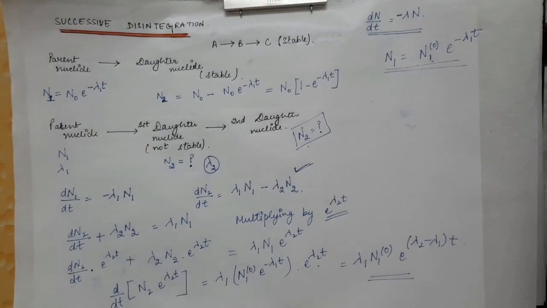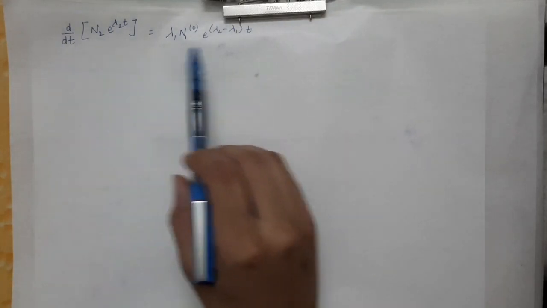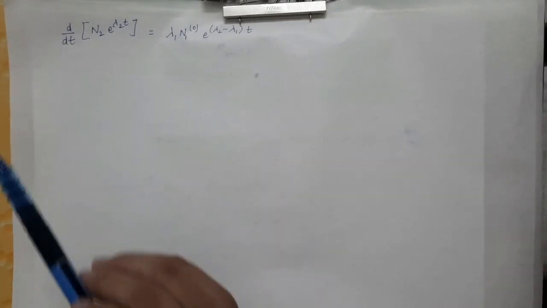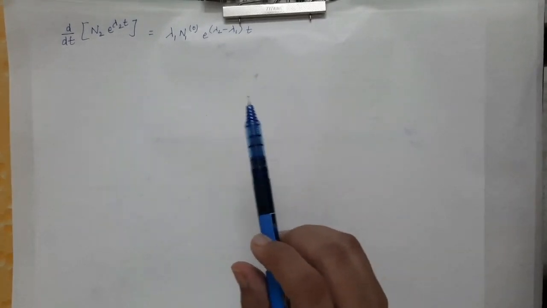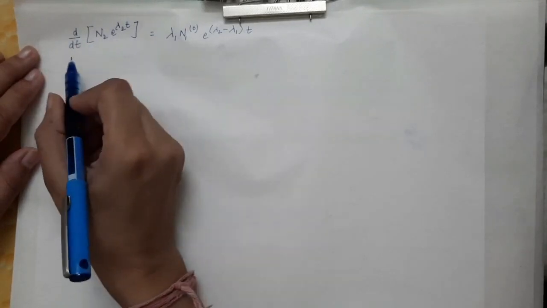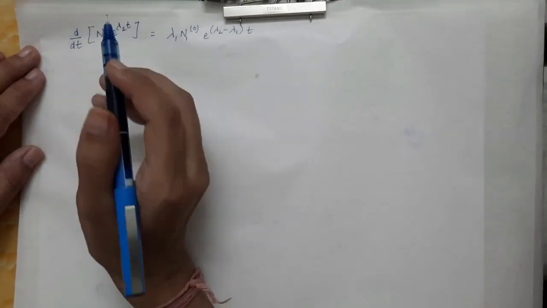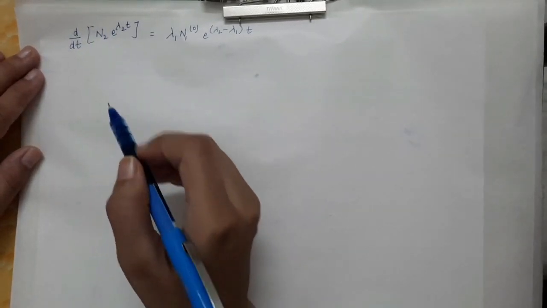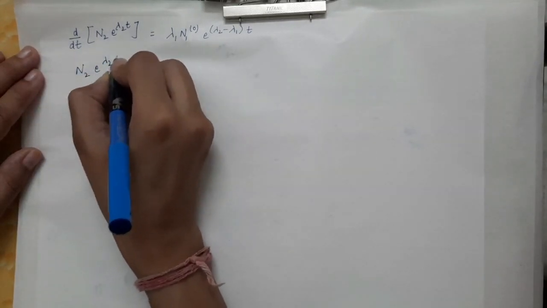So this is the left hand side and this is the right hand side. Now the next step will be doing the integration on both sides. This was the last expression that we had got. Now the next step will be to take the integration. So integrating on both sides, on the left hand side you will get simply the integration with respect to time, it will cancel with the differentiation. So taking the integral on both sides, you will get N2 into e power lambda 2 into t.